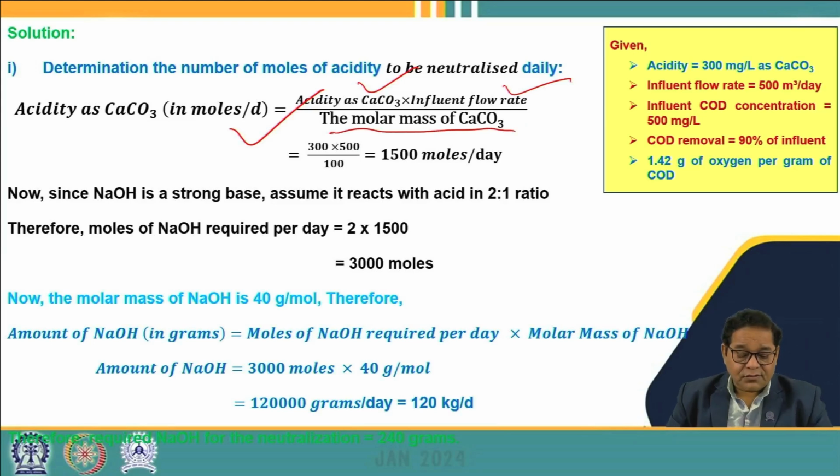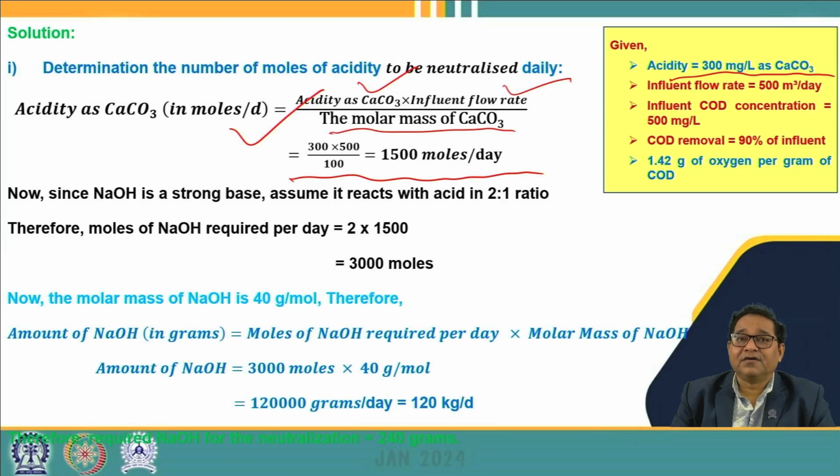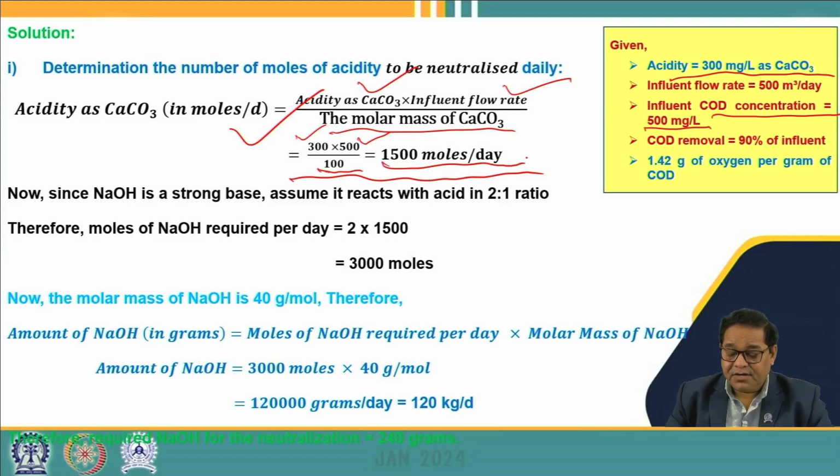So to convert the total acidity present in terms of number of moles. If we see in the problem, the acidity is given as 300 milligram per liter as CaCO3, the flow rate is 500 meter cube per day, and the molar mass of calcium carbonate is 100. So if we divide with this, what we will get is the total number of moles, that is 1500 moles per day.